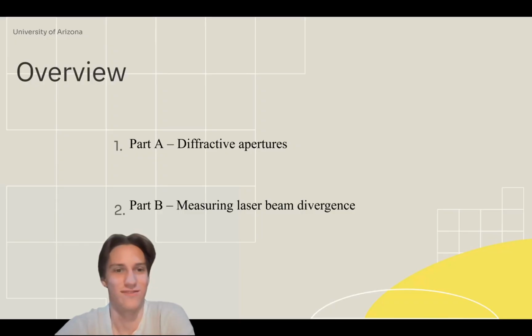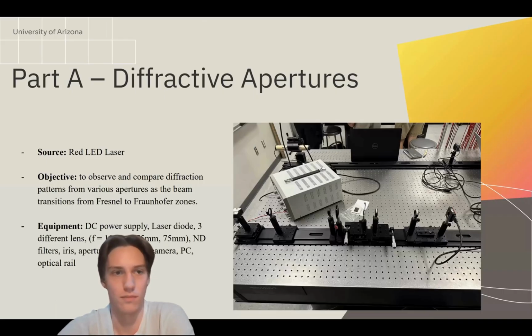This is the overview of the lab. We're going over Part A, which is diffractive apertures, and Part B, which is measuring laser beam divergence. We'll be going on Part A, which is diffractive apertures. Our source is a red LED laser, and our objective is to observe and compare different diffraction patterns from various apertures. And down below is our listed equipment, and here's a photo of our setup.